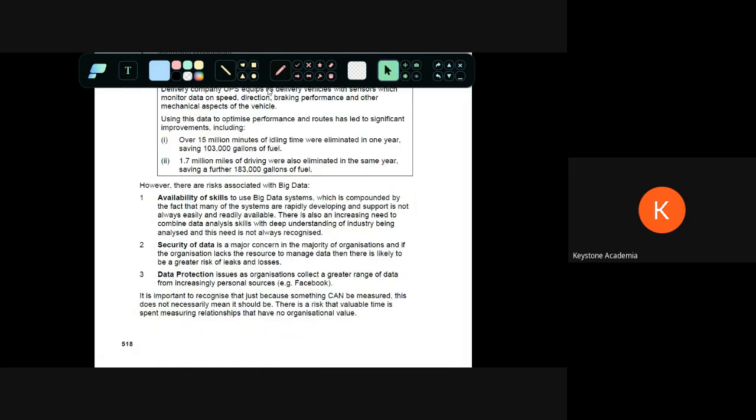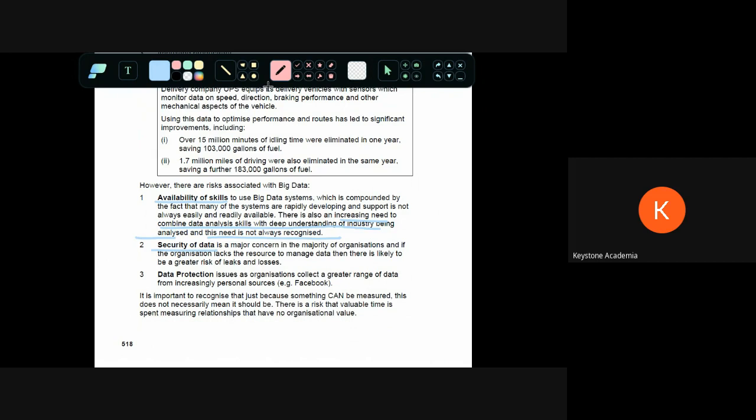Then we have risk, like the major risk is availability of skill, as it is data that requires big software, and understanding that software is important, right? So there is an increasing need to combine the data analysis skills with deep understanding of the industry being analyzed, and this is not always recognized.